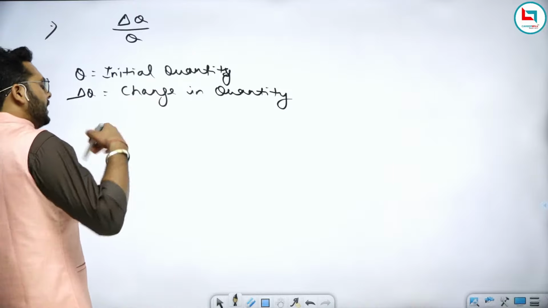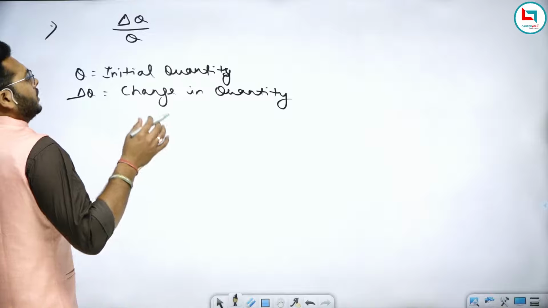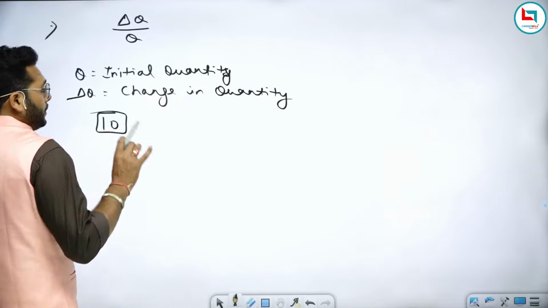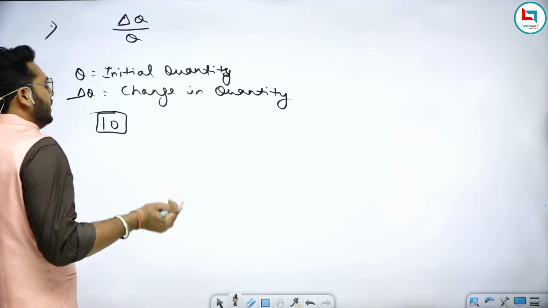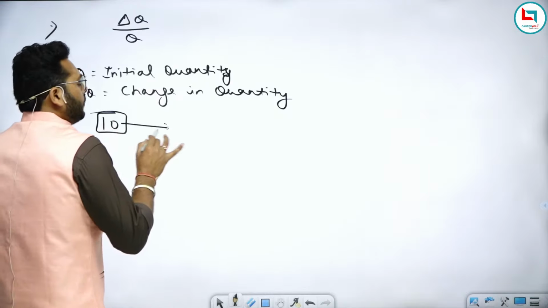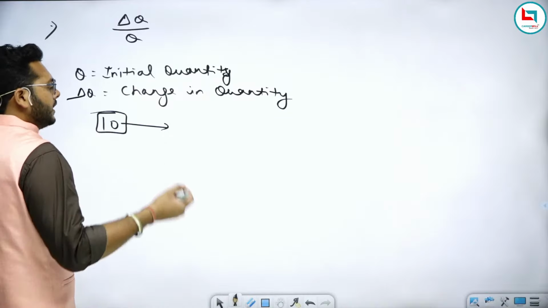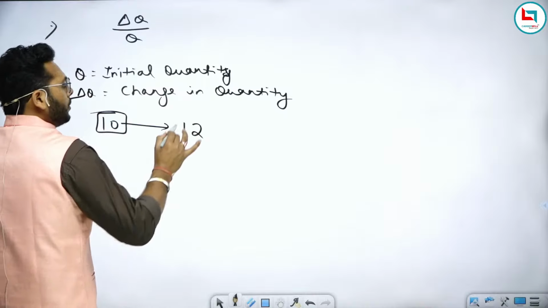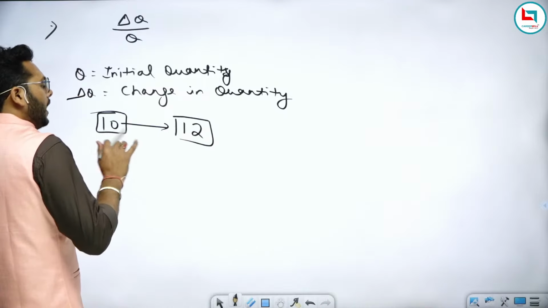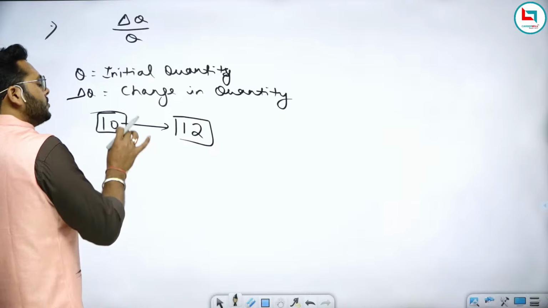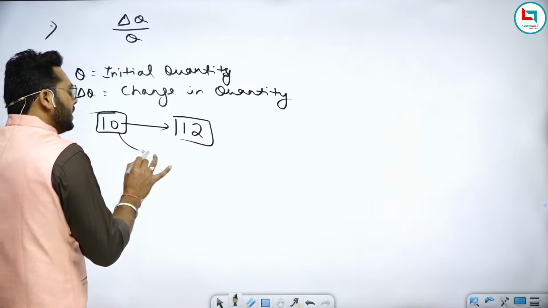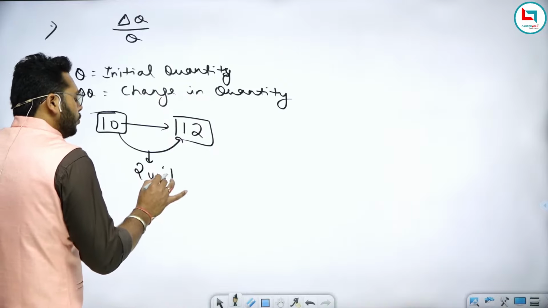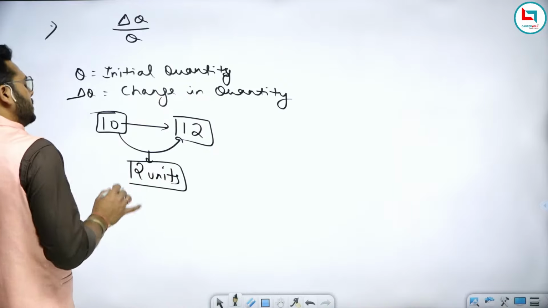Let's say initially you were purchasing 10 units. At the time of beginning you are purchasing 10 units, but after the decrease in the price of a commodity, now you are purchasing 12 units. If I ask you how many units have changed, 10 to 12, you will say, sir, from 10 to 12 I am increasing the units by 2 units. There is a change of 2 units.